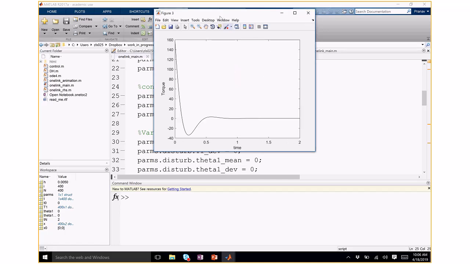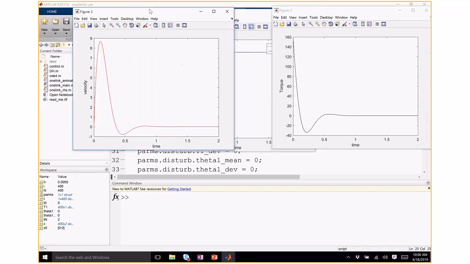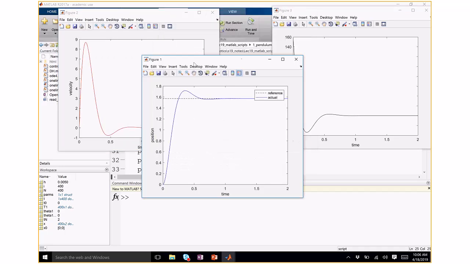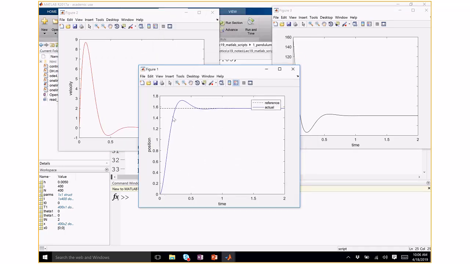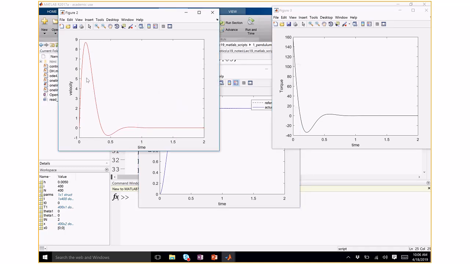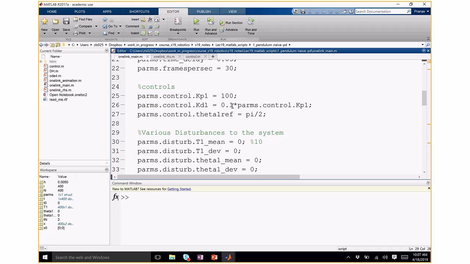Here is the torque, this is the velocity, and this is the position. It starts from 0, and we want to go to pi over 2, which is 1.57. You can see there's an overshoot, and then it settles to pi by 2. Velocity also overshoots, and clearly this is because we do not have critical damping in the system. If the system was critically damped, then we wouldn't have this issue. You can try to increase the damping and see what happens.